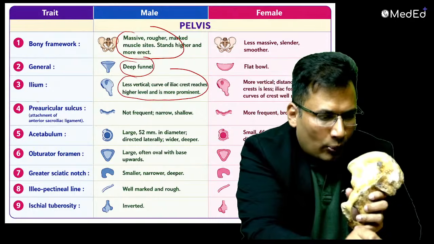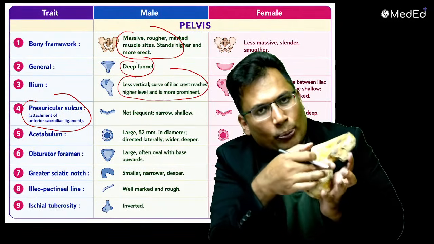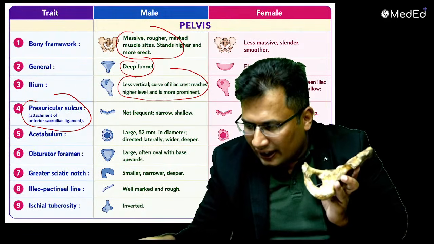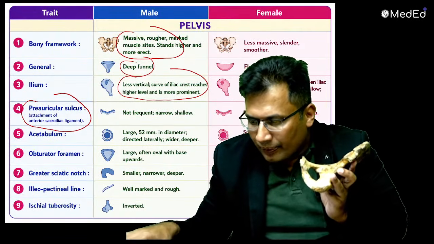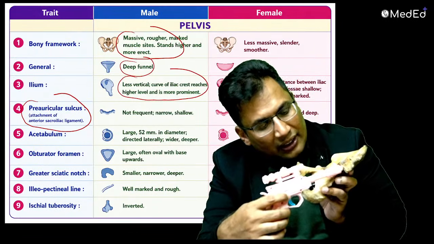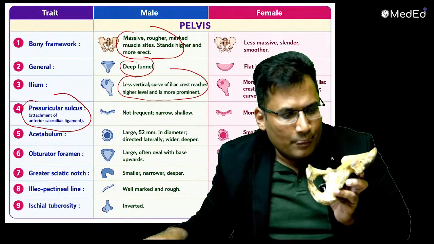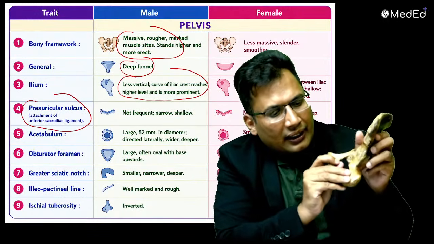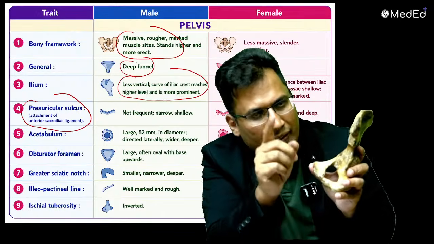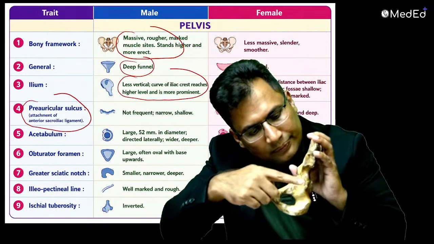A very important point is the preauricular sulcus. The preauricular sulcus is not prominent. So this is the area of the preauricular sulcus. Normally this is the area where the preauricular sulcus is very prominent in female pelvis, not in male pelvis. And look at the greater sciatic notch. This is very important. Concentrate. So this is the greater sciatic notch. You can make out here.